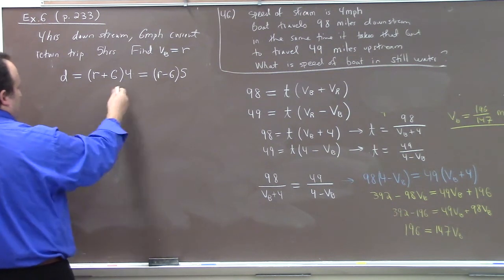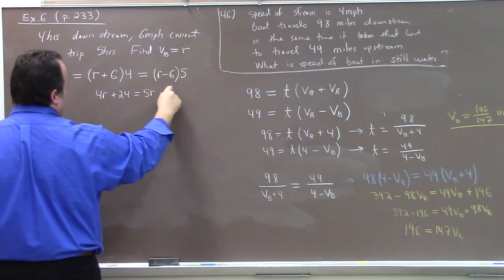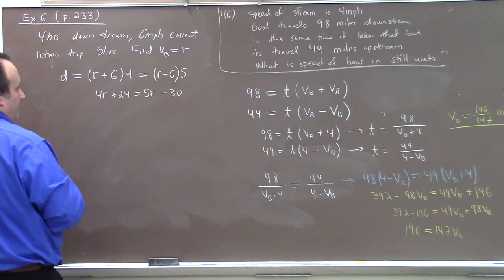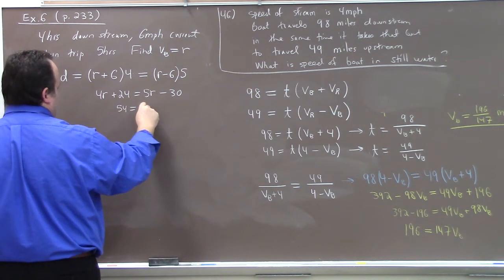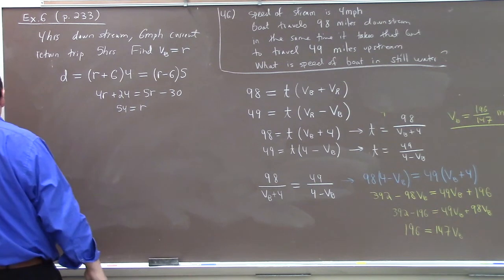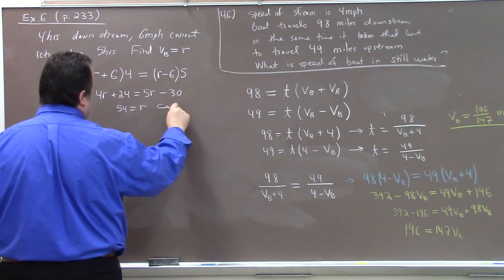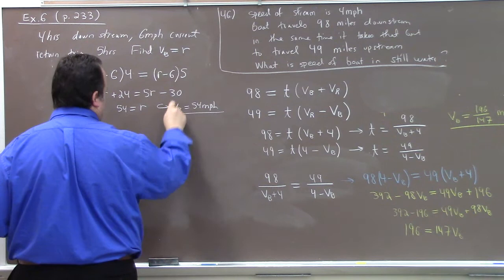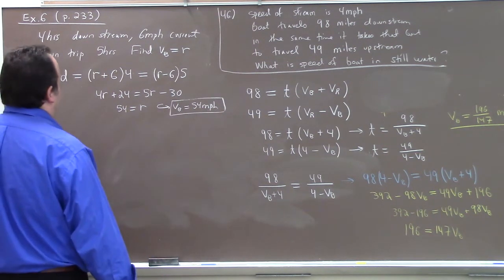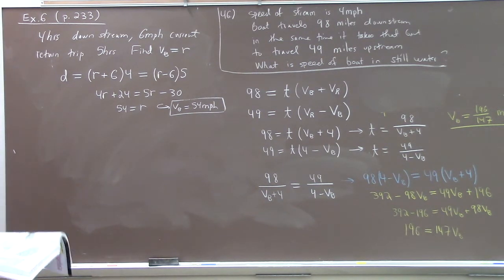So then, of course, this gives us 4R plus 24 is equal to 5R minus 30, which gives us 54 equals R. So apparently the velocity of the boat is 54 miles per hour in this case. Wow, that's really moving. I don't know if I want to go 54 miles an hour on a river.